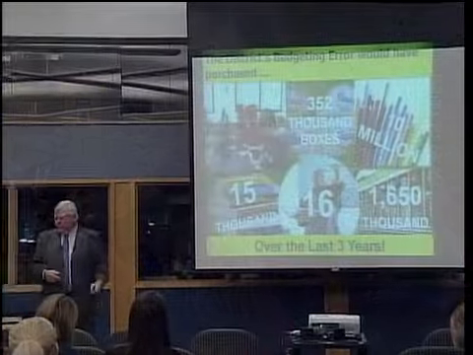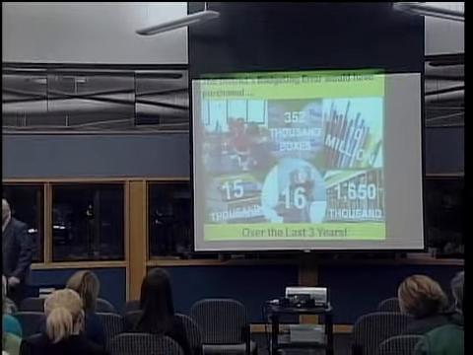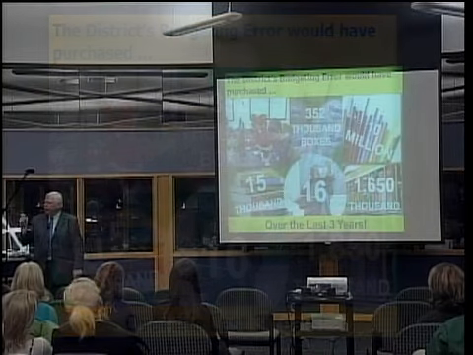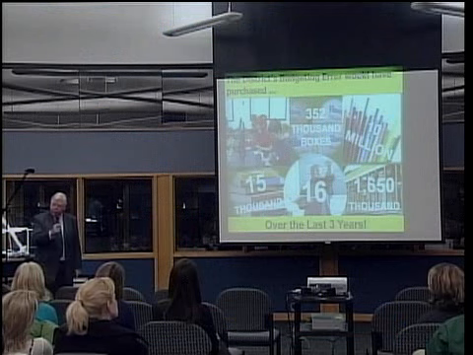I just took the budget error for the last 3 years. Just so you know what it would have purchased. It's kind of fun. It would have purchased 1,800 computers, 352,000 boxes of Kleenex. You'd never have to ask a parent to bring Kleenex again, forever. 10 million pencils. You give a kid a pencil a day for, I don't know, the next 50 years. More seriously, 15,000 textbooks, 1,650 full class field trips.